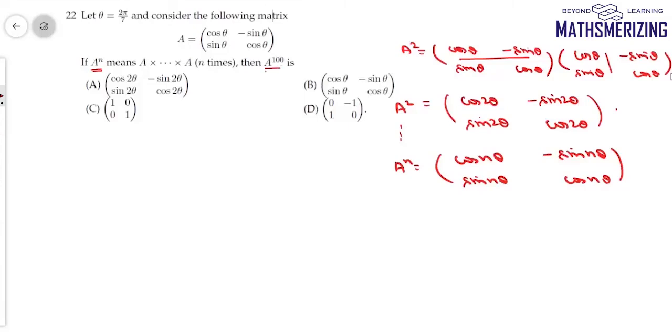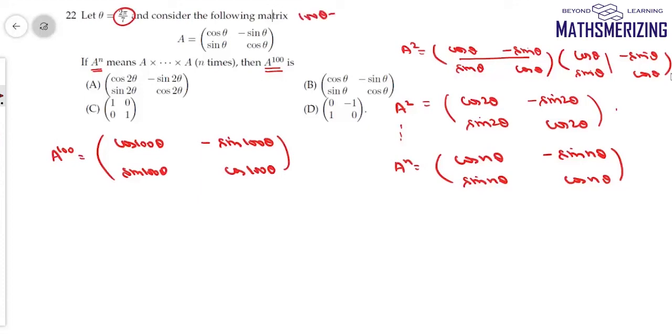Now in this question, we need to find A100. Now A to the power 100 will be cos 100 theta, minus sin 100 theta, sin 100 theta, and then cos 100 theta. Now theta here is 2 pi by 7. So if I write, 100 theta will be simply 200 by 7 pi. So I can write it as 28 pi plus 4 pi by 7. So 28 pi is a multiple of 2 pi, so it won't change sine or cos.